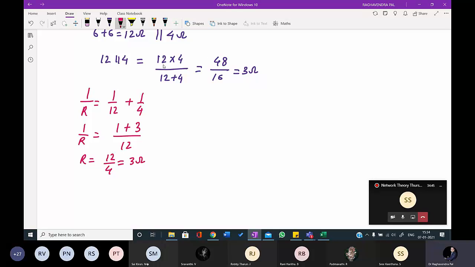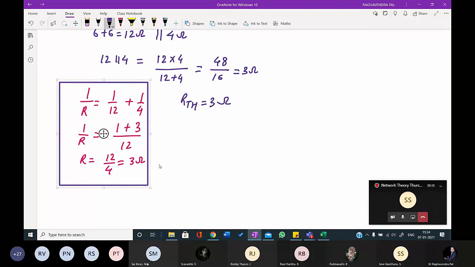So the shortcut is, two are there, 12 and 4. Multiply them, divided by their sum. Okay, this will be the answer. So now 3 ohm is our Thevenin's resistance. So RTH is equal to 3 ohm.